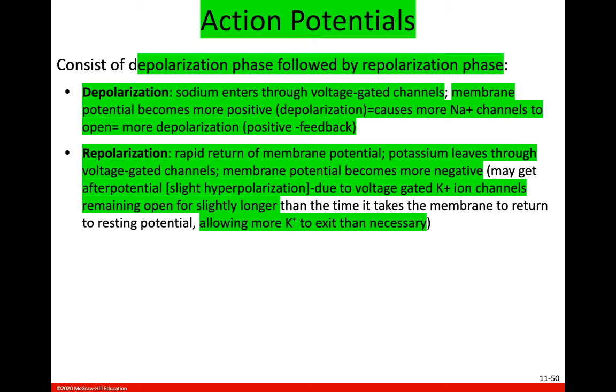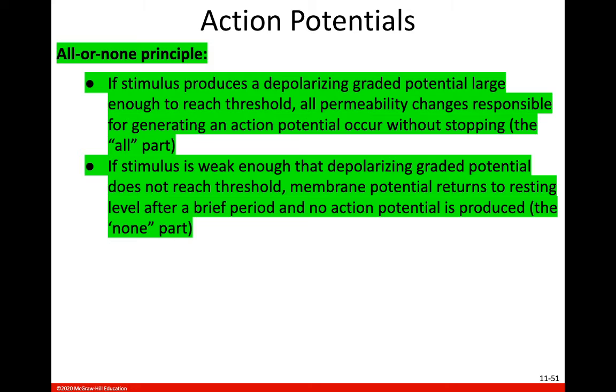And again, that lasts for a very short period of time, but we do have a little bit of hyperpolarization, which is called after potential, right after the resting membrane potential is restored, because those voltage-gated potassium ion channels close a little bit slowly. It takes them a little bit longer to close, and so they let a little bit more potassium out than we want. So we actually get a little bit more negative inside the cell than negative 70, which is a little bit of hyperpolarization.